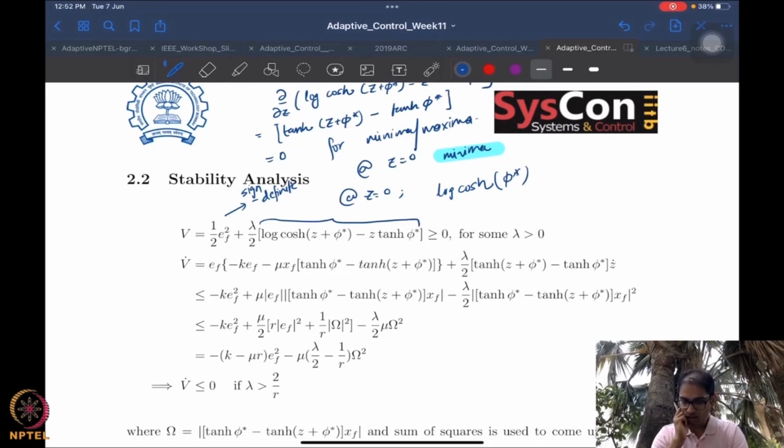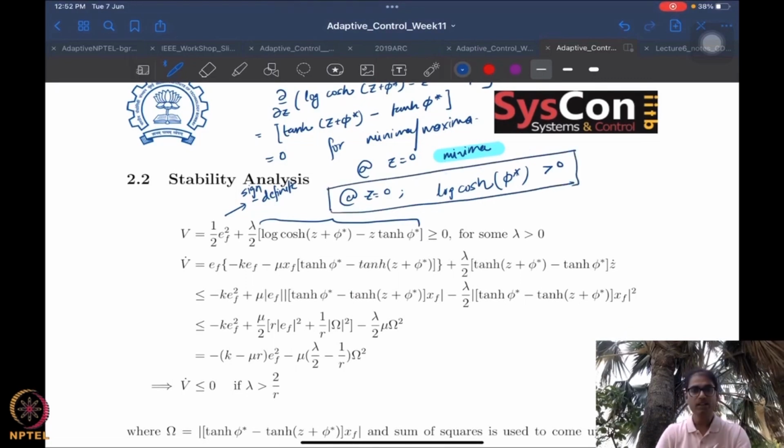Sorry, the minimum value is not zero. It's a positive quantity. I apologize, that's my mistake. It's exactly log cosh. In fact, it is lambda times log cosh of pi star, if I plug in z equal to 0, because z equal to 0 gets rid of this term.